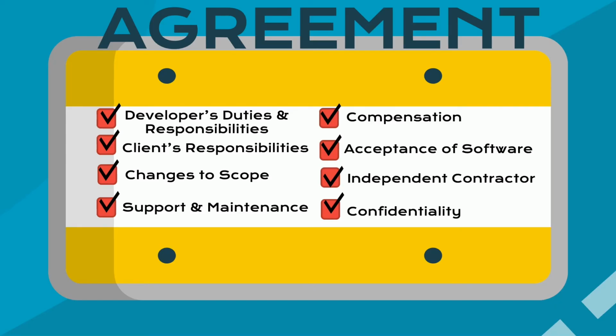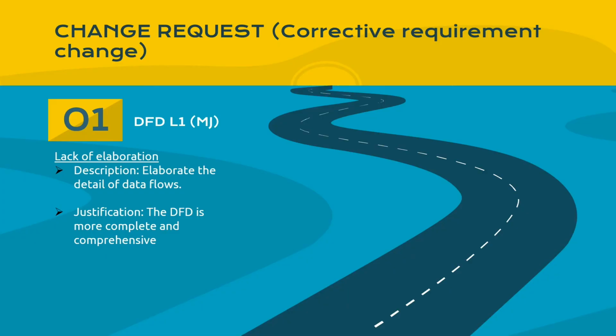In the agreement: purpose, duties and responsibilities, client's responsibilities, change to scope, support and maintenance, compensation, acceptance of software, dependent contractor, and confidentiality. We found 2 types of requirement changes. For the corrective requirement changes, it involved DFT-L1, which is categorized as a major issue. Its elaboration is incomplete, hence we further elaborate its data flow and make it more complete and comprehensive.